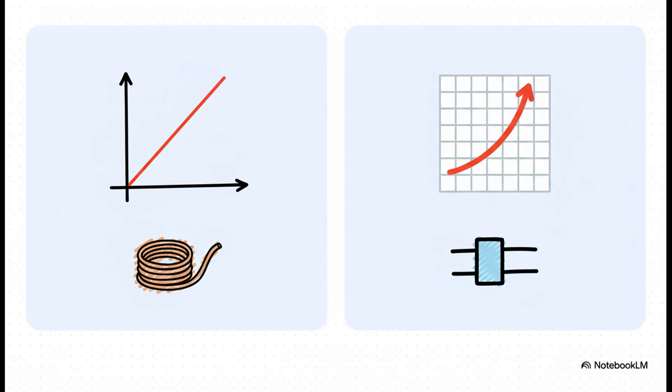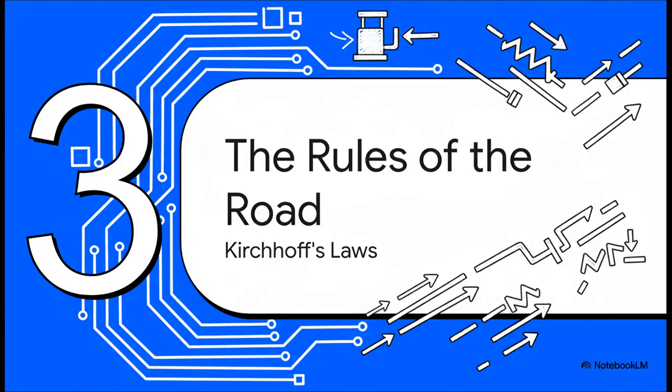But a ton of modern electronics, like the semiconductors inside your phone, they're non-ohmic. Their resistance isn't constant. It actually changes depending on how much voltage you hit them with. A diode is a perfect example. It acts like a one-way street for current, which is absolutely essential for things like turning the AC power from your wall into the DC power your laptop needs to charge. Okay, so we've got the big three: pressure, flow, and obstruction.